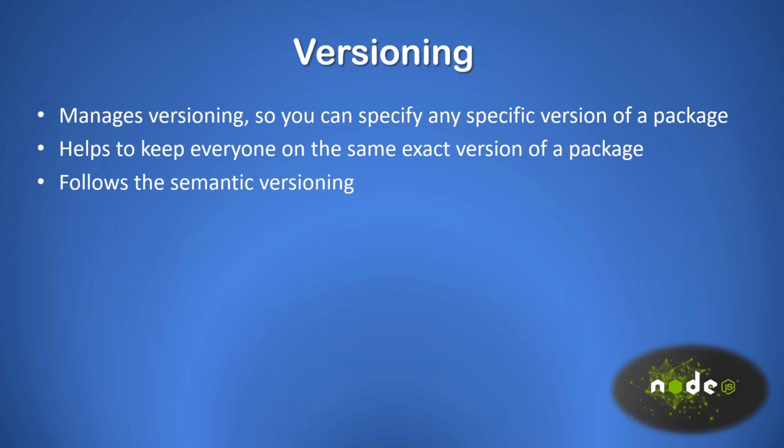We can also specify an explicit version of a library, which helps us keep everyone on the same exact version of a package, so that the whole team of your project runs the same version until the package.json is updated. In all these cases, versioning helps a lot. npm follows the semantic versioning standard, which I'll explain in detail in the next session.